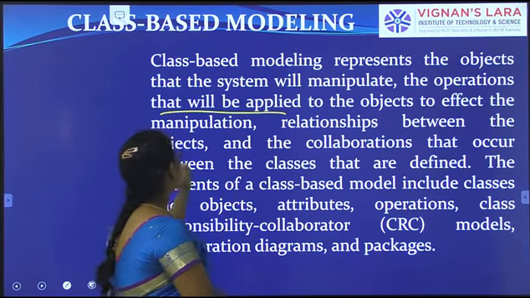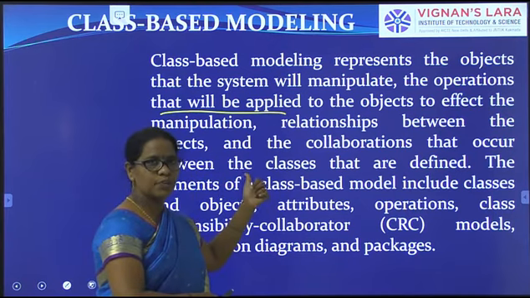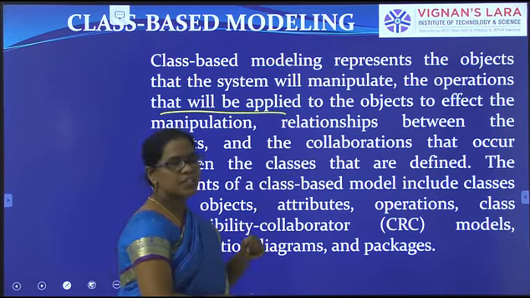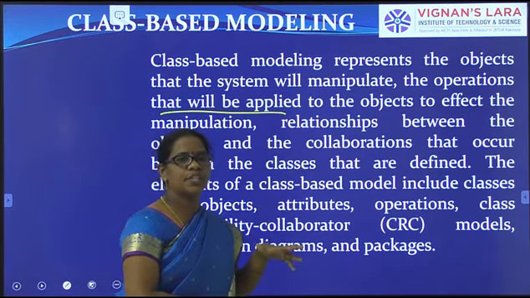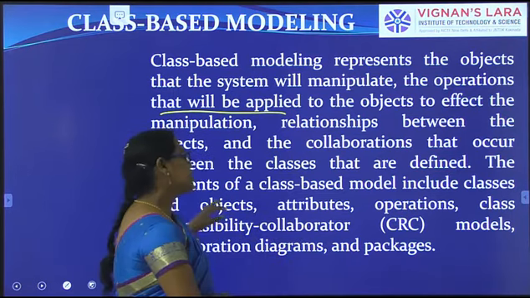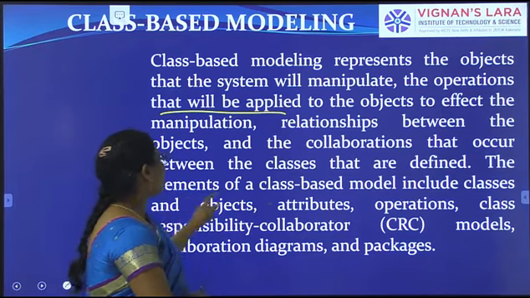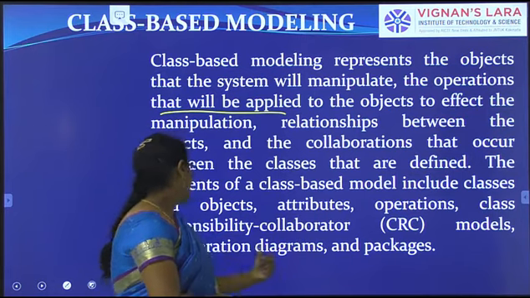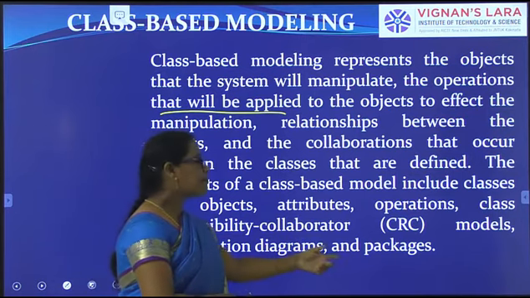And relationships between the objects. What the relationship between the objects is, we have seen. And the collaboration that occurs between the classes. What does collaboration between the objects mean? It is the interrelation between the classes of the objects that are defined. So the elements of a class-based model include objects, attributes, operations, class responsibilities, collaborator models, collaboration diagrams and packages.